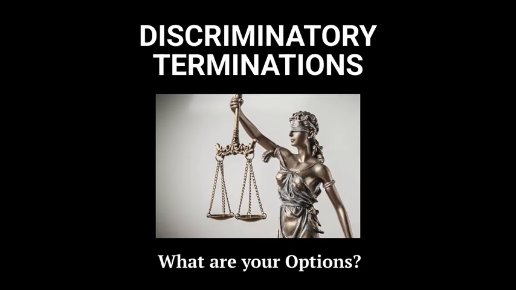Where a termination relates to a protected ground, the employer must be able to show they reasonably tried to accommodate the employee to the point of undue hardship. Accommodation can take many forms, such as modifying work duties or allowing a leave from work.